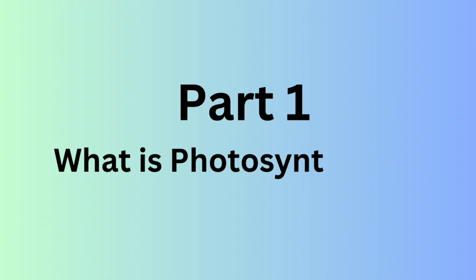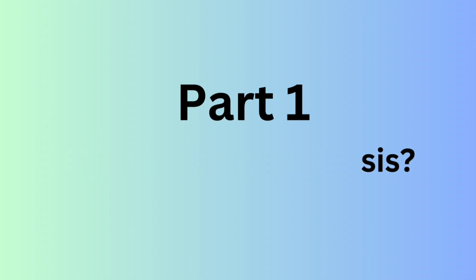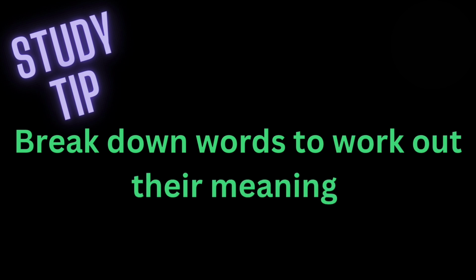So let's start by looking at what photosynthesis actually is. Now, in these videos, I try to give you study tips, and one of these is if you've got a big word, to help you understand it, try to break it down to work out its meaning. So if we take the word photosynthesis, we can break it into two words, photo and synthesis. Let's look at photo first. What does the word photo make you think of?